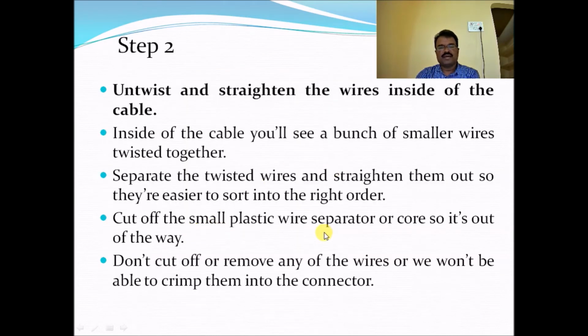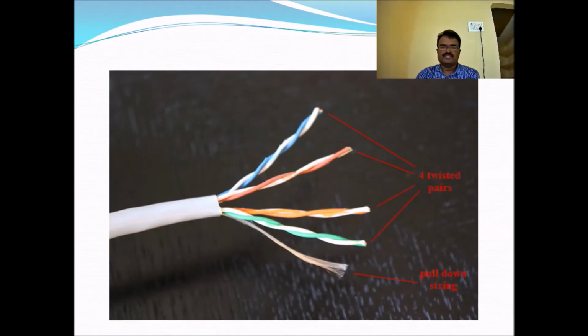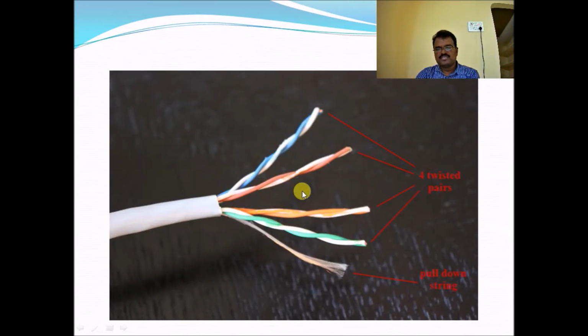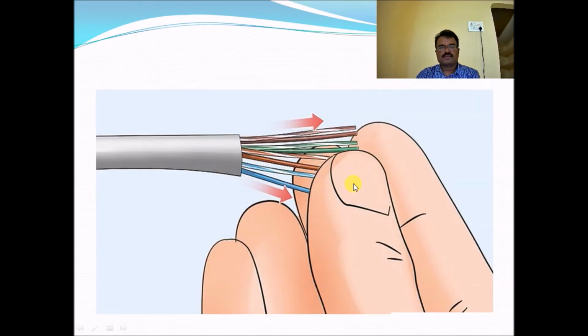Cut off the small plastic wire separator or core so it's out of the way. So we have to cut off this one. Don't cut off or remove any of the wires, or we won't be able to crimp them into the connector. So we must have this much space. We have to crimp these wires, that is, clamp them into the RJ45. So like this, we have to untwist the wires and straighten the wires here.